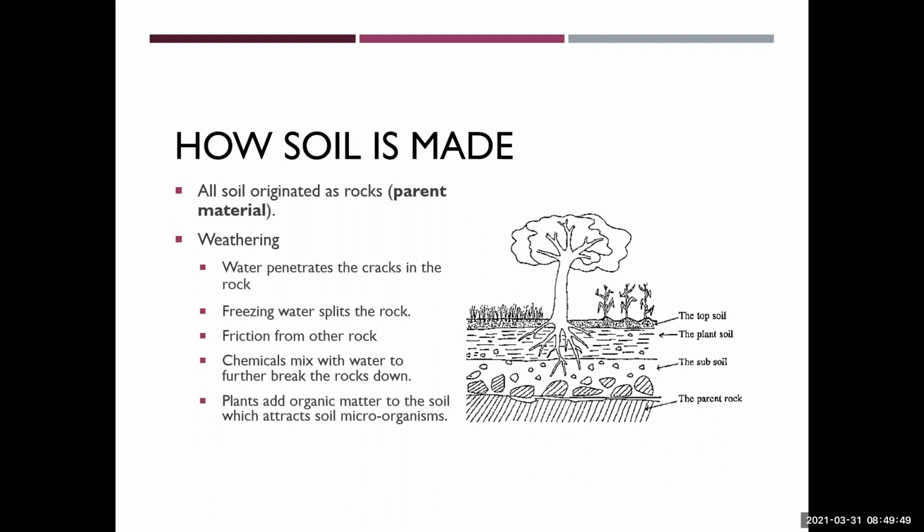Chemicals can also mix in water to further break down rocks. These aren't necessarily industrial pollutants. These are naturally occurring chemicals that can add to this process, including acids. And then, of course, plants add organic material to soils, which attract microorganisms, which help create better soils.